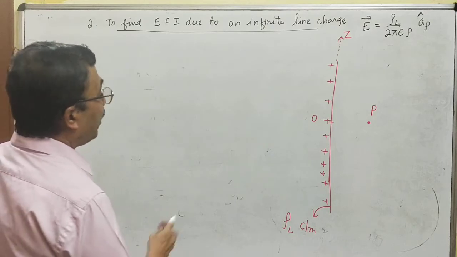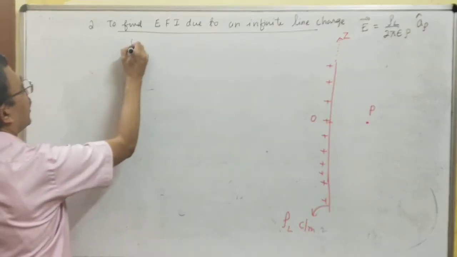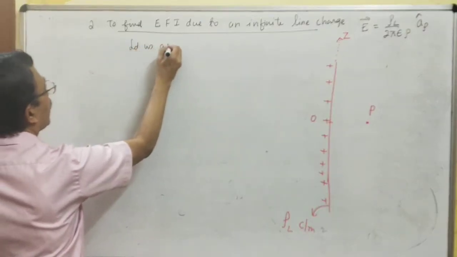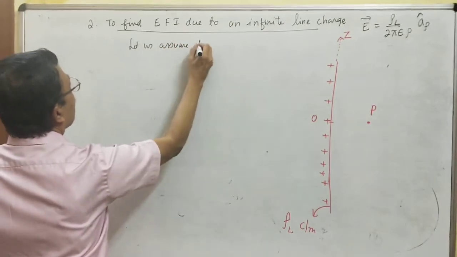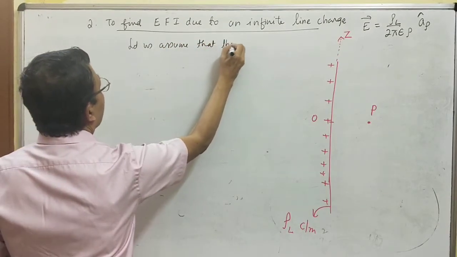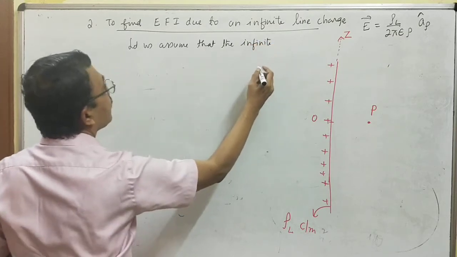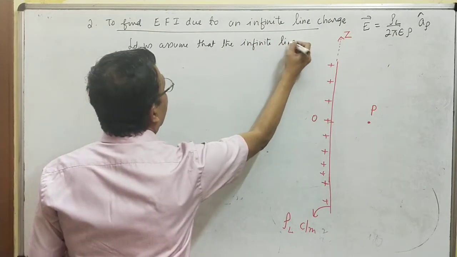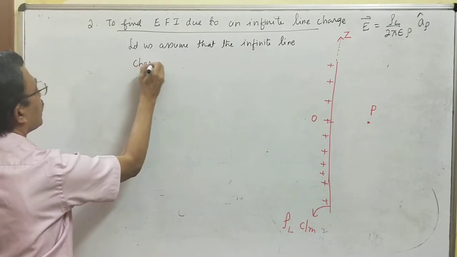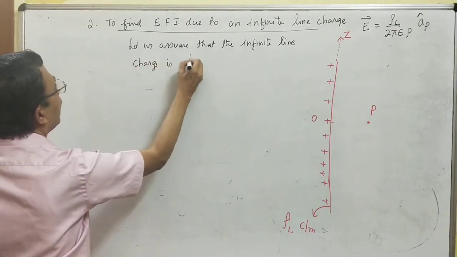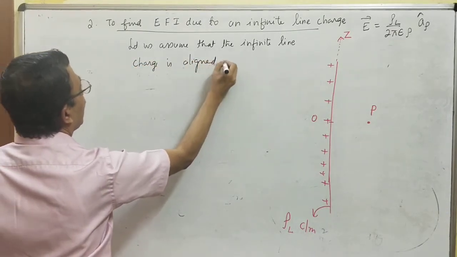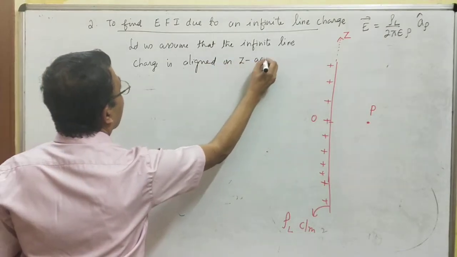Whatever I said, I will pen it down. Let us assume that the infinite line charge is aligned on z axis.